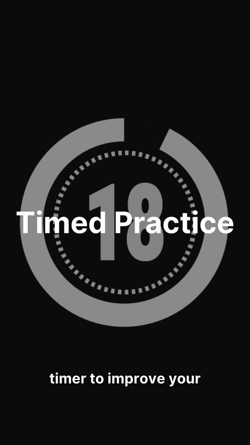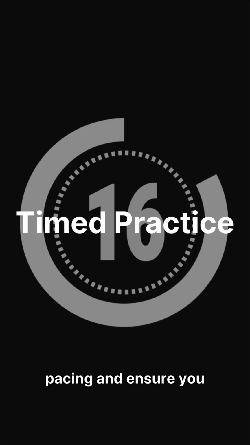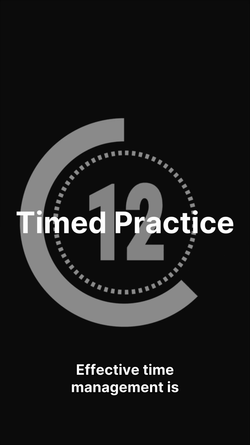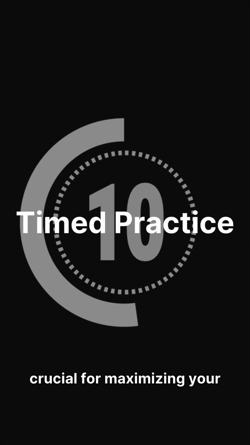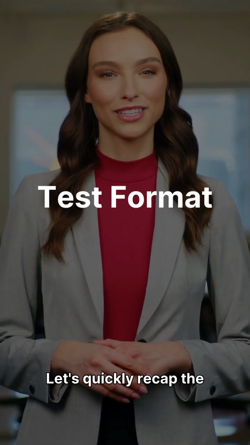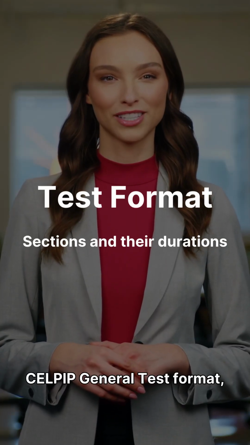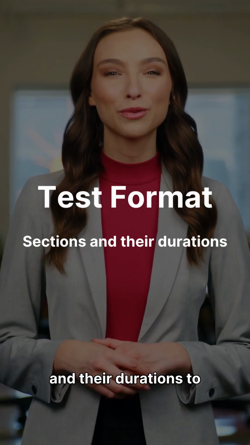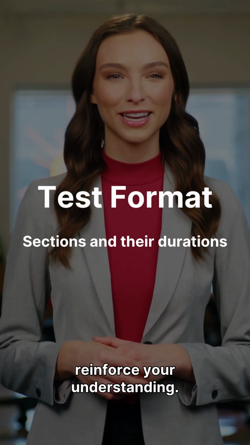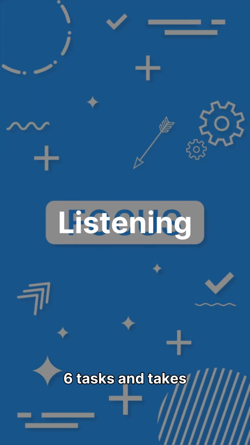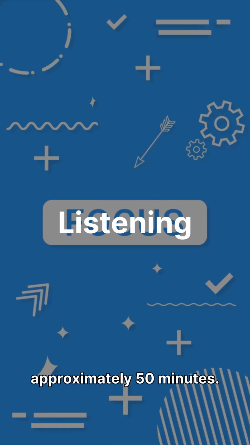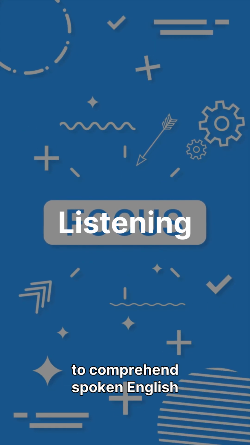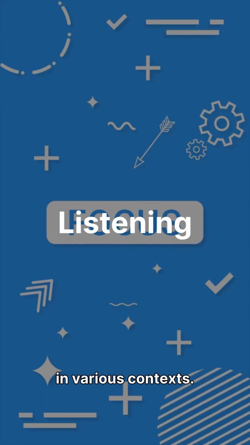Practice speaking with a timer to improve your pacing and ensure you complete each task within the given time. Effective time management is crucial for maximizing your score in this section. Let's quickly recap the CELPIP General test format, providing a concise summary of the key sections and their durations to reinforce your understanding. The listening section has 6 tasks and takes approximately 50 minutes. This section is designed to test your ability to comprehend spoken English in various contexts.